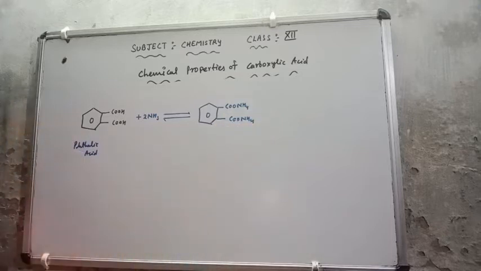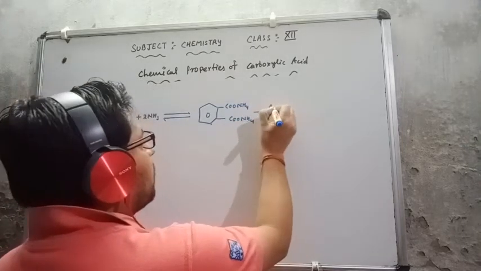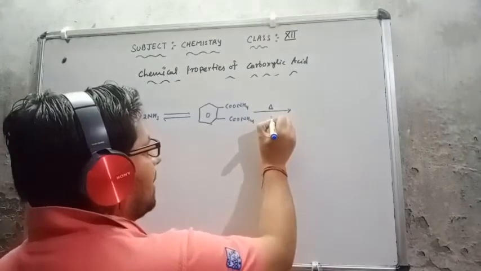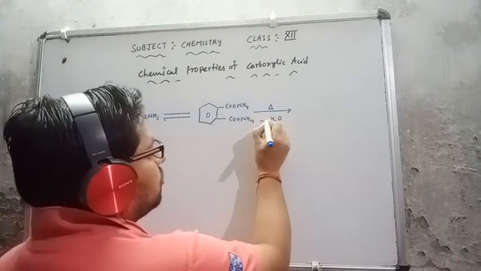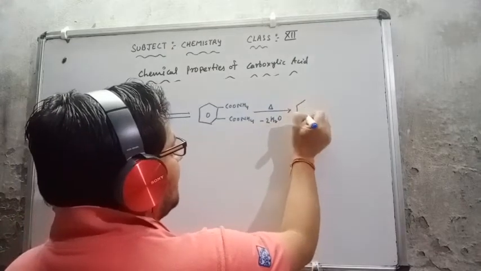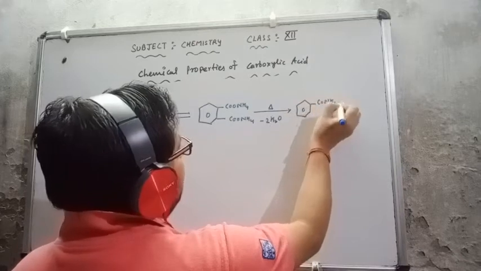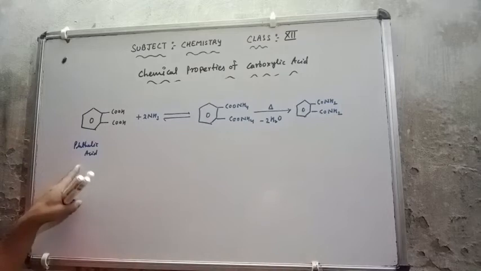After this, the same procedure is going to take place. We have to heat it. Then after heating, what will happen? The water molecule is going to be eliminated. Here two water molecules are going to be eliminated, H2O from here and H2O from here. And we are getting what? This is CONH2, and this is also CONH2.